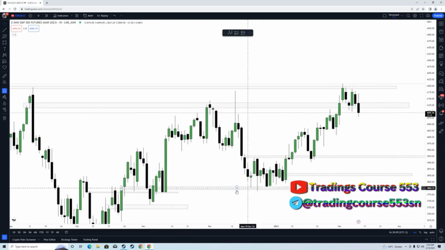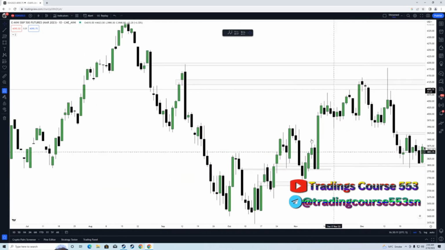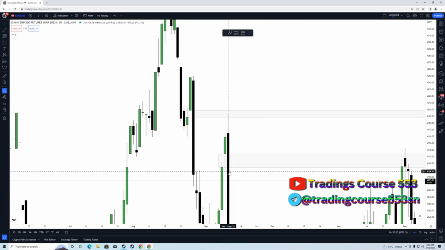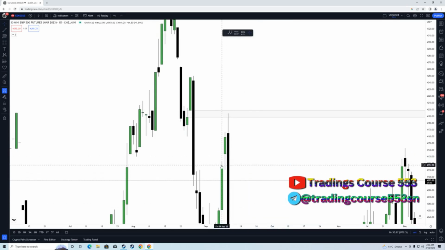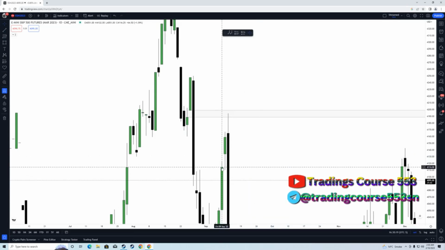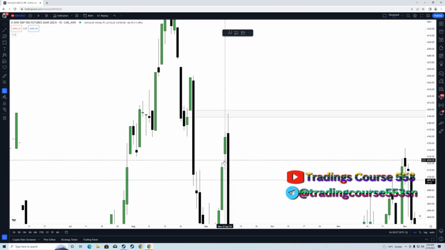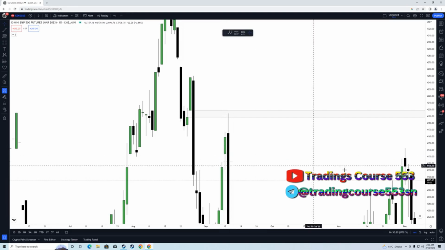So yeah, guys, I hope this video was clear, and I hope you guys know what a volume imbalance is. It looks something like this, where you have a close, and then the open is actually from here. You can see candle closed here, open is right here.